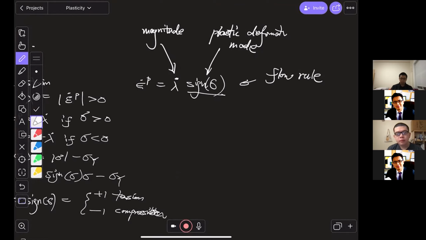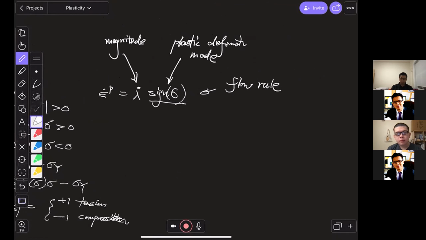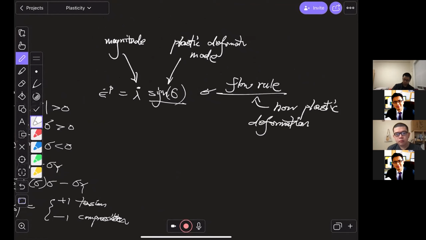So the flow rule is related to how plastic deformation accumulates, or actually how plastic deformations increase. Now there's another terminology, called hardening law and softening law. A negative hardening is actually softening. So sometimes people just say hardening law, but they may actually include the softening.